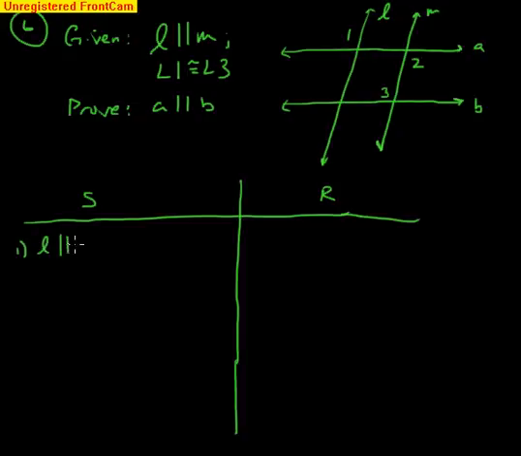Line L is parallel to M. Angle 1 is congruent to angle 3. Alright, and we will use that information because it's given to us. So let's mark that on the picture. So L is parallel to M. So here's L being parallel to M, and angle 1 is congruent to angle 3.